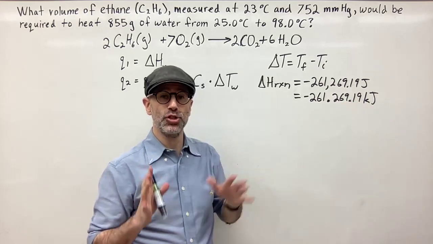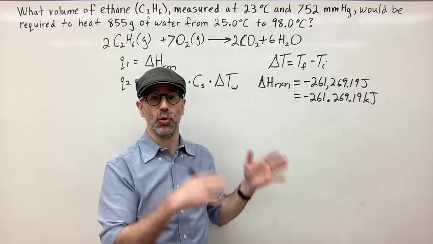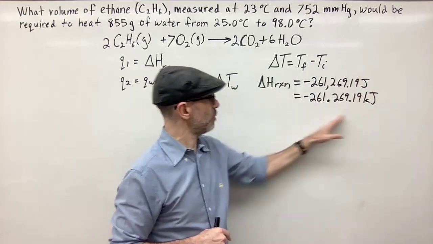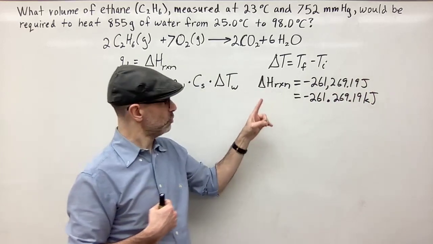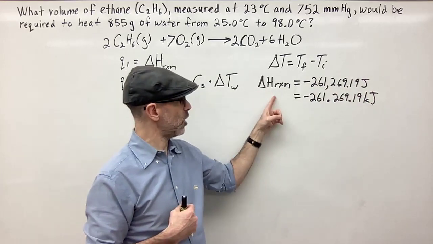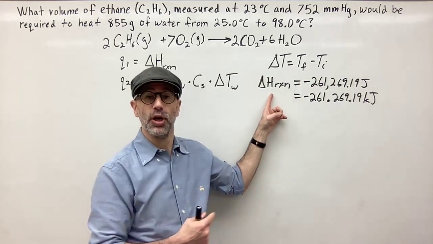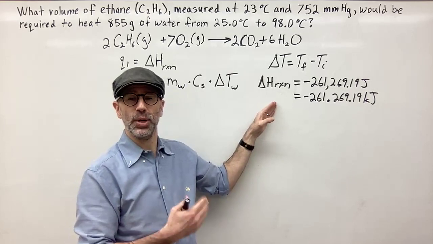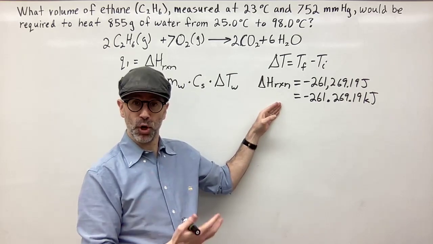And so because we're assuming that there's a perfect transfer from the reaction to the water, it's the same number for the reaction in our problem. Now, we need to figure out how many moles this converts into, right? So we need to figure out how many moles of the ethane were burned.